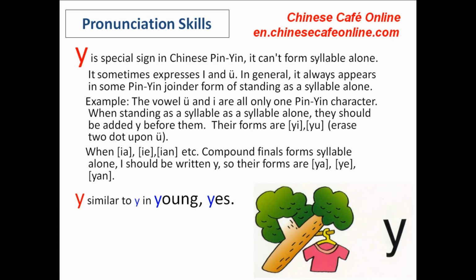When ia, ie, ian, etc. compound finals form a syllable alone, i should be written as y, so their forms are ya, ye, and yan. Y sound is similar to the y sound in yang and yes.